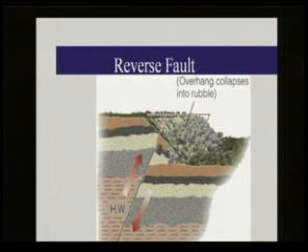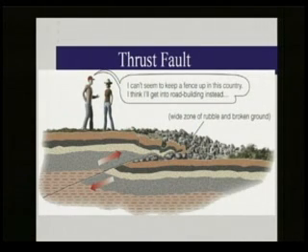Here is a reverse fault. The footwall and hanging wall are labeled for you. The footwall is the one on the right, the hanging wall is on the left. We see the footwall moving down and the hanging wall moving up. Therefore, this is a reverse fault. If we have a low angle, less than 45 degrees, we have a thrust fault. It is a reverse fault, but it's a low angle reverse fault, known as a thrust fault.